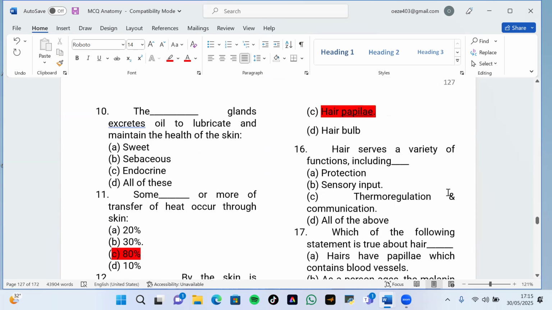Number 16 says, hair serves a variety of functions, including: A, protection. B, sensory input. C, thermoregulation and communication. D, all of the above. The correct answer is D, all of the above. The hair found in the skin performs all of the above functions: protection, sensory input, thermoregulation, and communication. So all of the above is the correct answer.